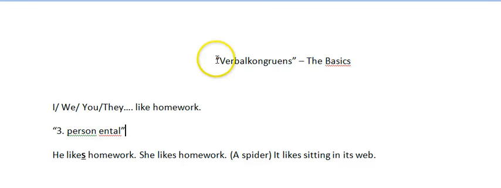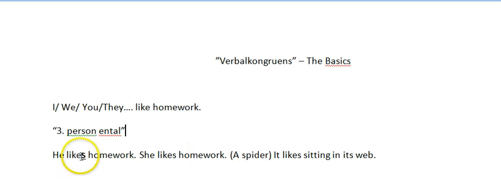Today we're going to be talking about Verbalkongruens, as we call it in Danish, and we've been having a look at the basics. You should all know by now that, for example, if you want to say I like homework, or we like homework, or you like homework, or they like homework, you don't put an S at the end of the verb. Whereas if you're talking about the third person singular, or in Danish, tredje person ental, you put an S at the end of the verb.